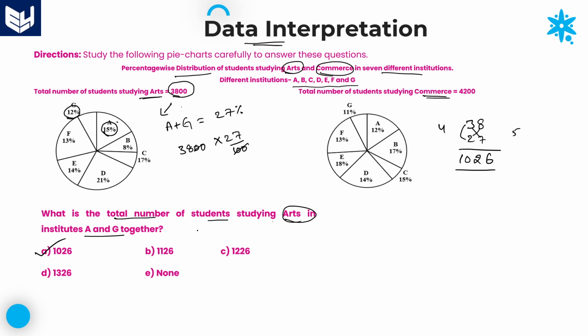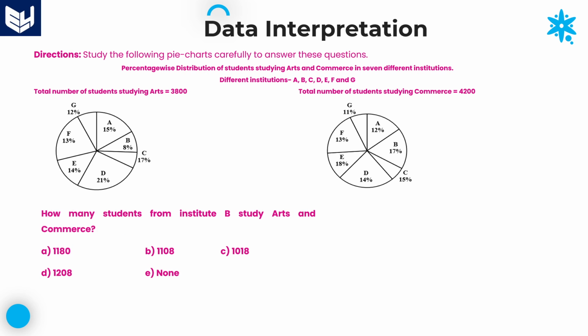The total number of students studying arts in institutes A and G together is 1026, that is the required answer. I am not calculating A and G individually, I am calculating the together value directly. A and G together, 15 plus 12, which is equal to 27. What is 27% of 3800? That is your answer for this question, 1026. Let's move on to the next question.